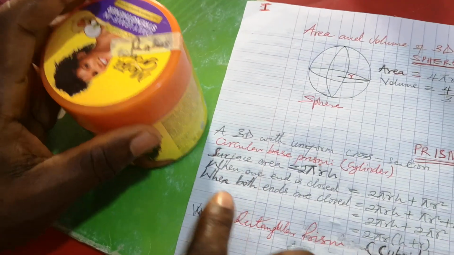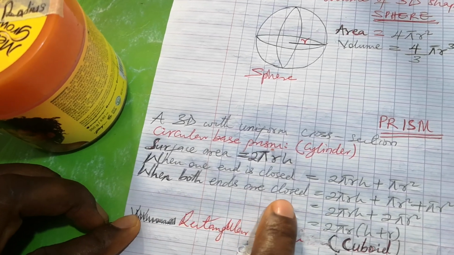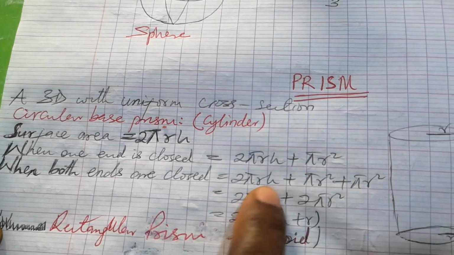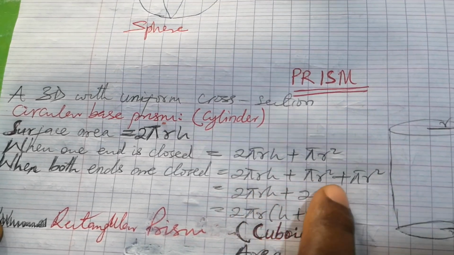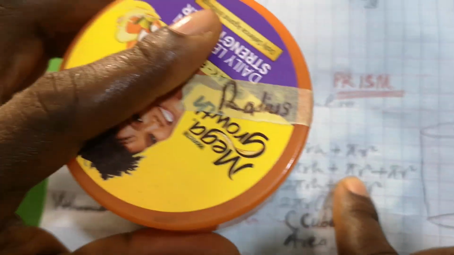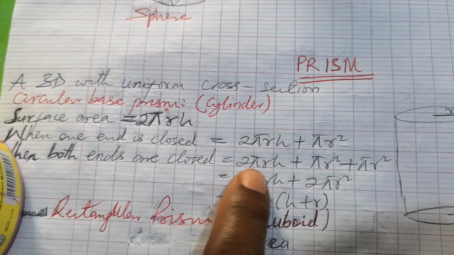So the area of a cylinder when both ends are closed will now be 2 pi r h plus pi r squared plus pi r squared. This pi r squared, one is for the top of the cylinder, the other pi r squared is for the bottom of the cylinder. Then this one, 2 pi r h, is for the side of the cylinder.